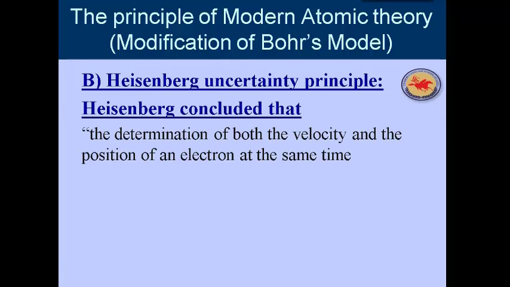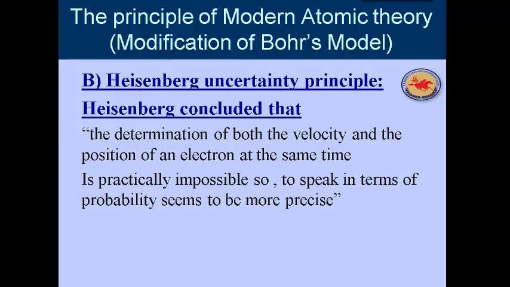The second modification is the Heisenberg uncertainty principle. Heisenberg concluded that it is impossible to determine both the velocity and the position of an electron at the same time. But we can speak in terms of probability to be more precise, which means that practically we determine only the speed or the location, and for the other term, we can know the probable place to find an electron. If you determine the speed, then for the place of the electron, we can say that in this place we probably may find an electron.